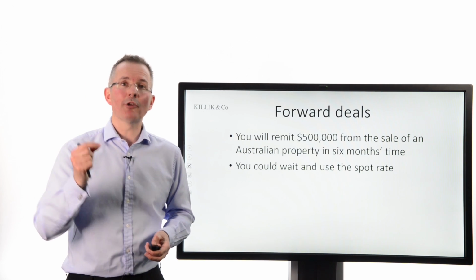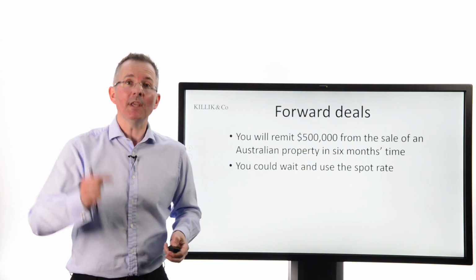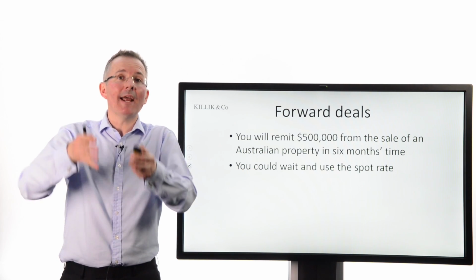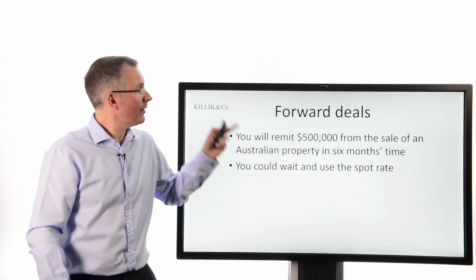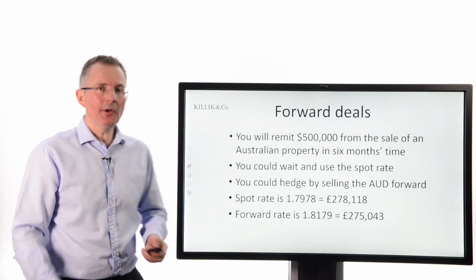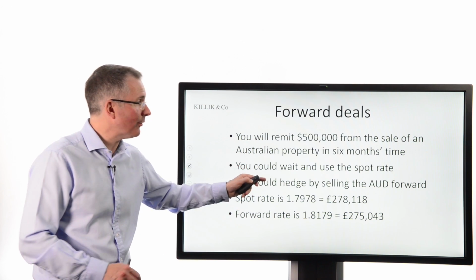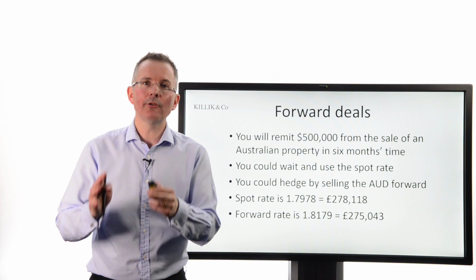So an alternative is to approach a bank or currency service provider now and say, give me a rate. Give me literally a forward rate. Let's agree a rate now at which we will convert that 500,000 Aussie dollars when it comes in. So you could hedge, as it's called. Flash way of saying you could protect yourself by selling your Aussie dollars forward.